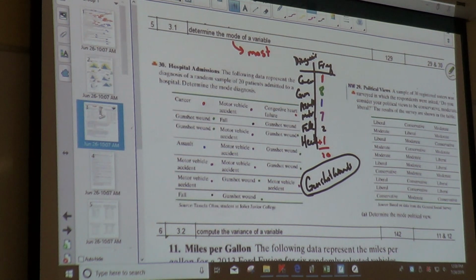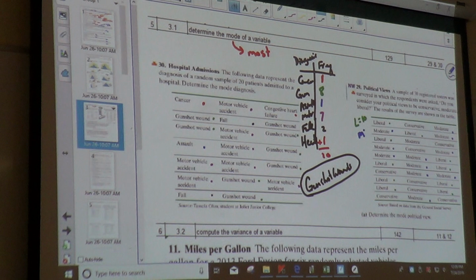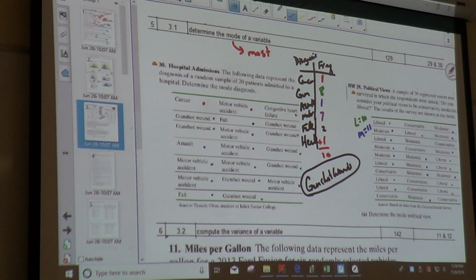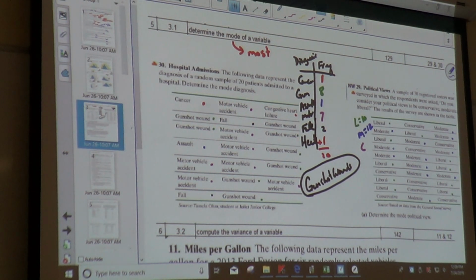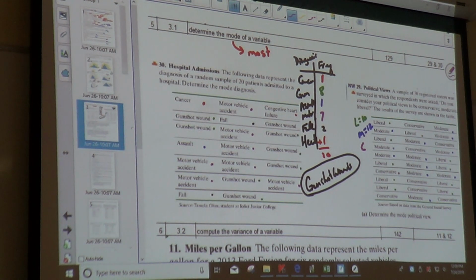So for this one, 1, 2, 3, 4, 5, 6, 7, 8, 9, 10. So liberal is going to be 10. 1, 2, 3, 4, 5, 6, 7, 8, 9, 10, 11. Moderate is going to be 11. This one? And the second one, third one down. Oh, thank you, 12. And then conservative is 1, 2, 3, 4, 5, 6.